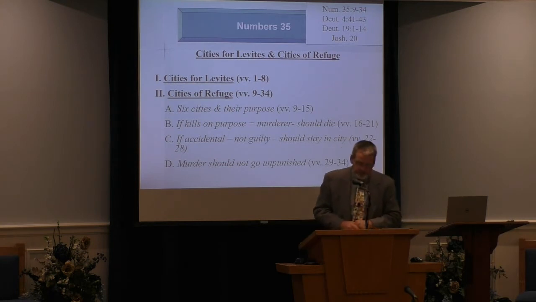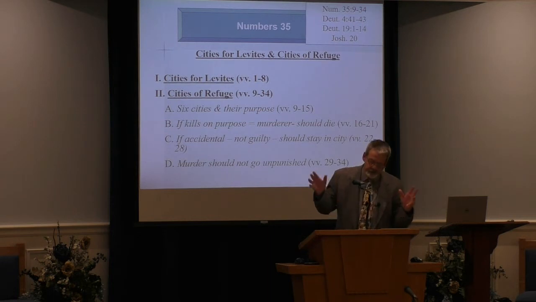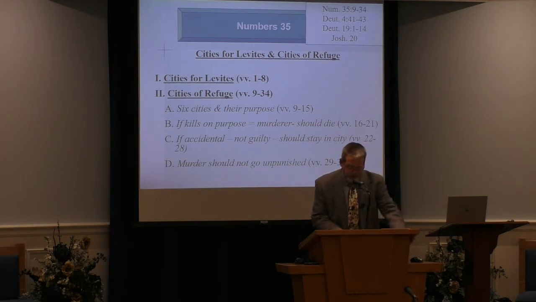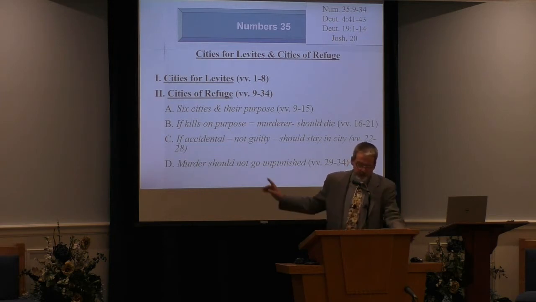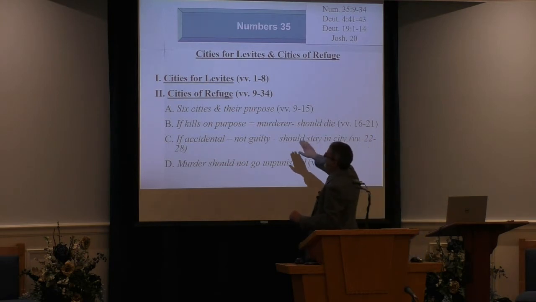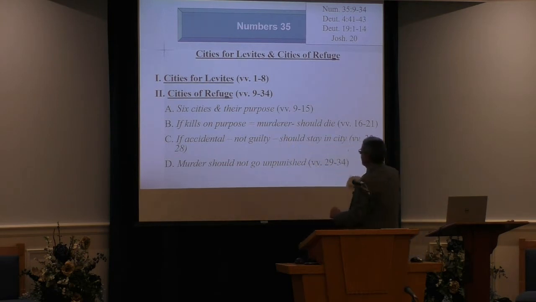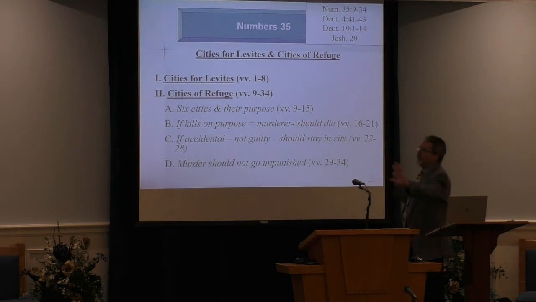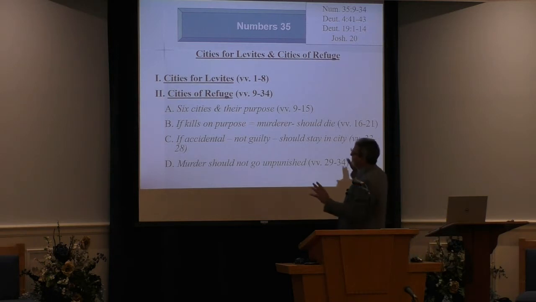Now notice verse 15, these six cities of refuge for the children of Israel, for the stranger and for the sojourner among them, that anyone who accidentally kills may flee there. Now at verses 16 to 21, I'm not going to read that, but the point here is if someone kills another on purpose, he's a murderer and he should die. And he doesn't escape to the city of refuge. He's not going to be protected in the city of refuge.